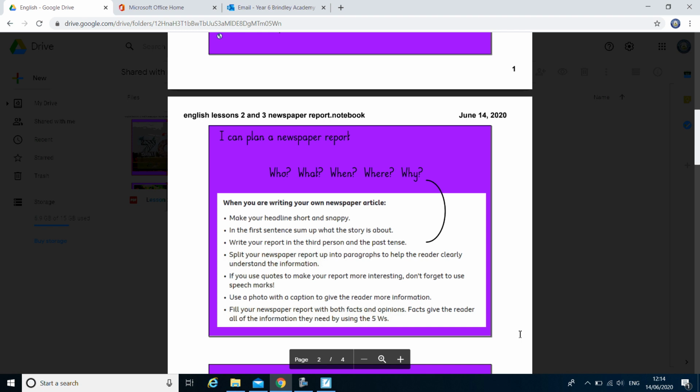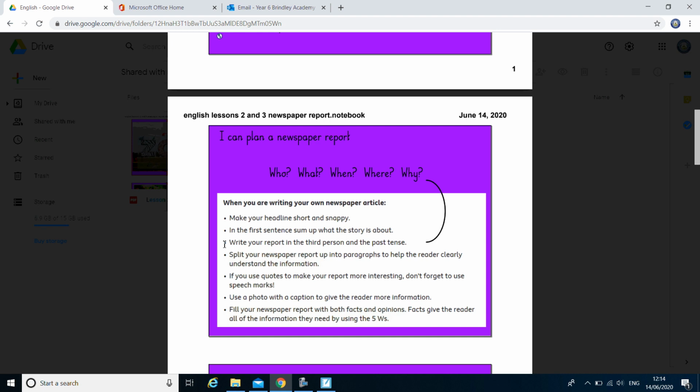When we're writing a newspaper article, we need to think about who, what, where, when, and why. That's the information that we generally tend to put in our opening paragraph to grab the reader's attention. We also need to have a headline which is short and snappy. Some other points for our keys to success: a newspaper article needs to be written in third person and in past tense. So you don't use the word I in a newspaper article, and it must be written in the past because we don't know what's going to happen in the future.